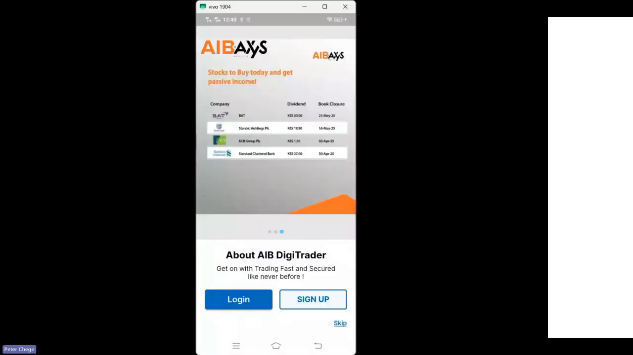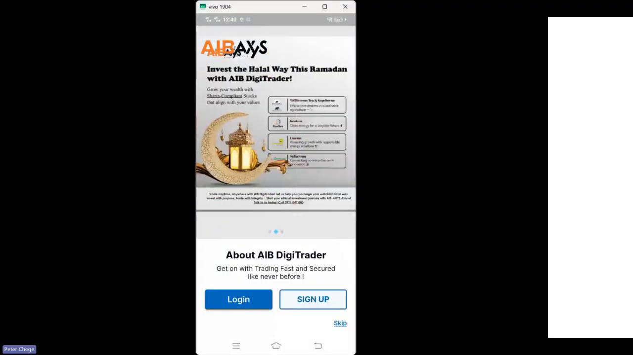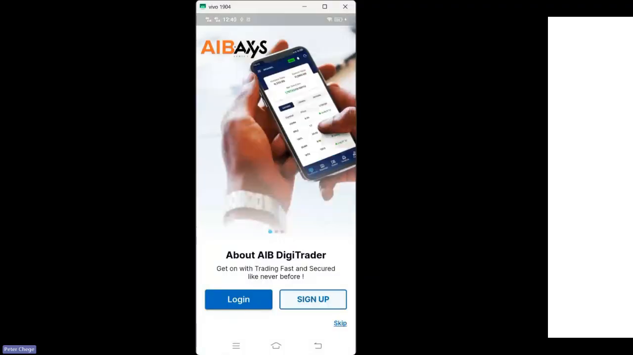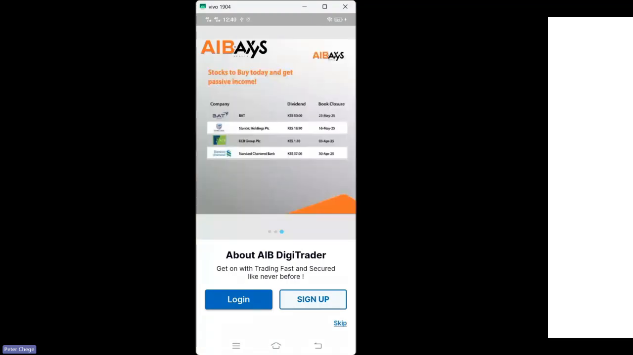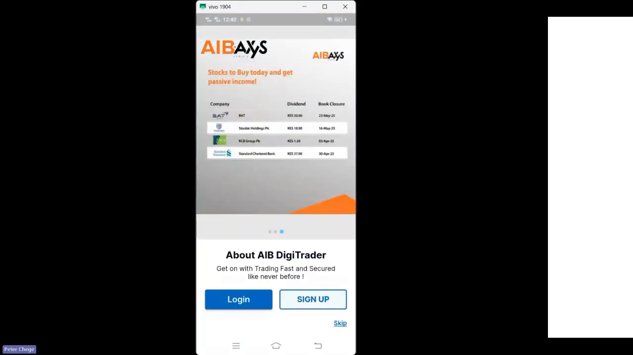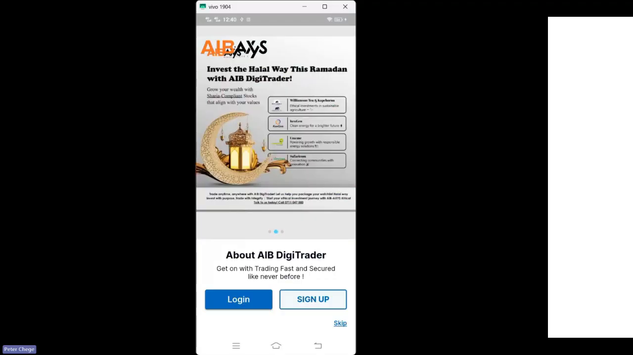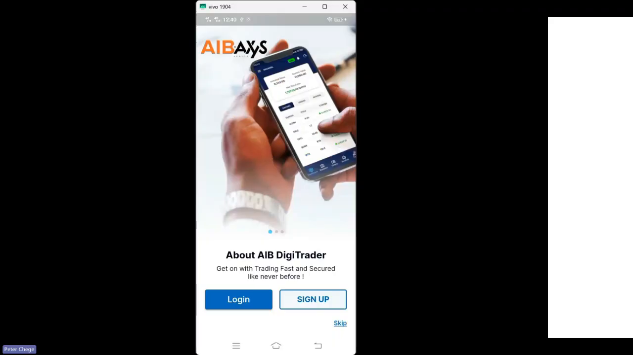Then below that, you can either log in directly or sign up. Sign up is for a client who already has a CDSC account with AIB and you want to link it up. Let's say you opened using a manual form. As I said, for manual forms, you fill our KYC form. If you intend to open international stock trading, you also fill in the W8BN form and share the required KYC. After you receive your CDSC number, for you to access our digital platform, that is the online portal and also the app, you go to sign up. If you are completely new, you go to skip.